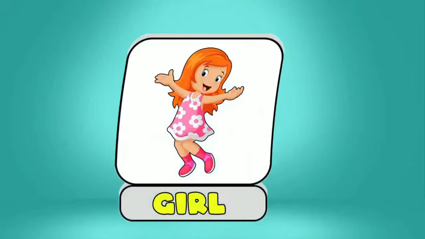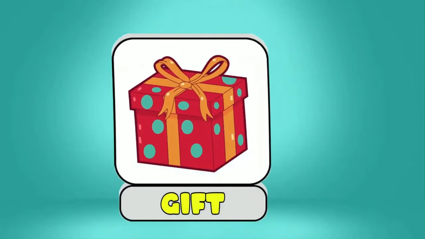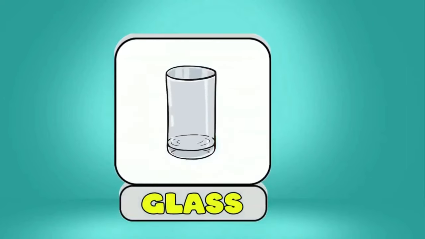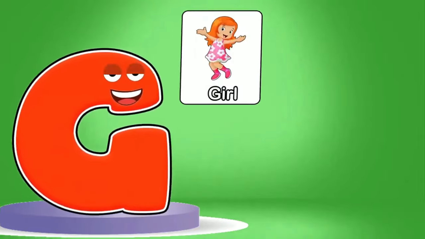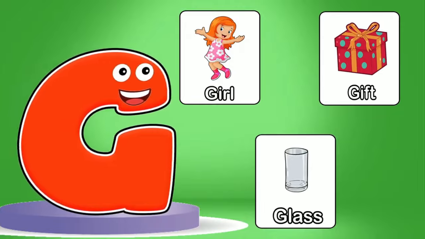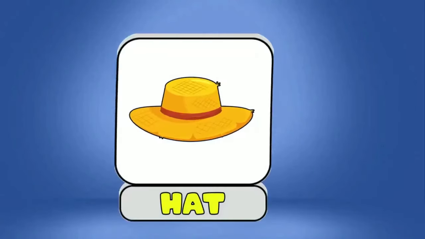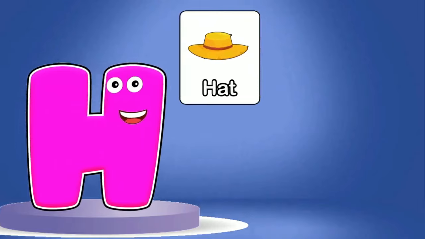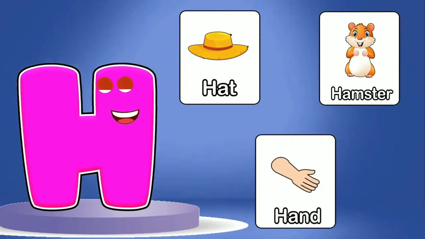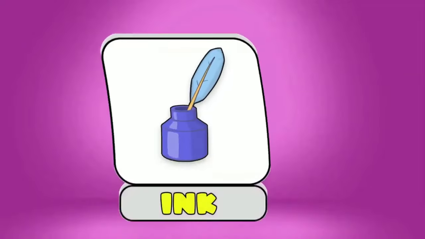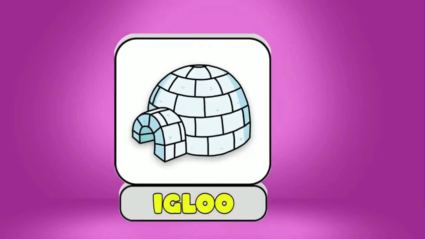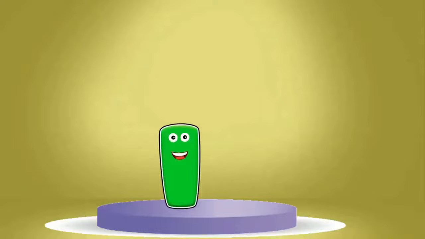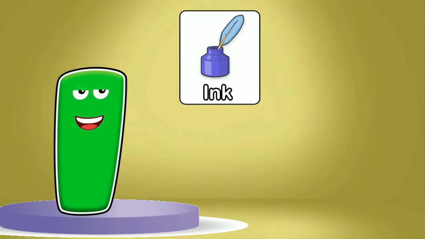This is G. G is for girl, gift, glass. G. Girl, gift, glass. This is H. H is for hat, hamster, hand. H. Hat, hamster, hand. This is I. I is for ink, igloo, ice cream. I. Ink, igloo, ice cream.